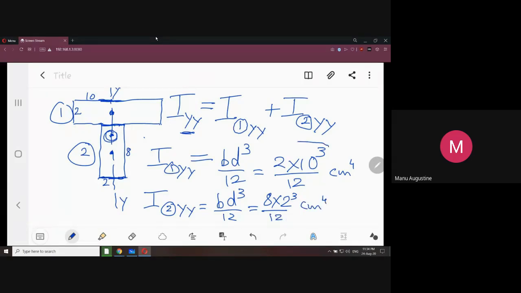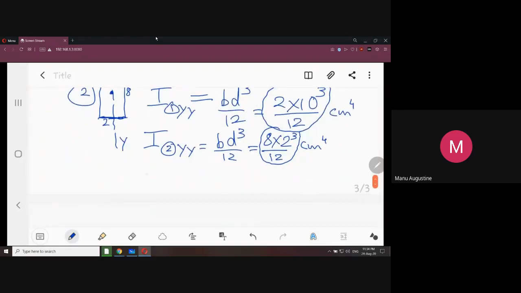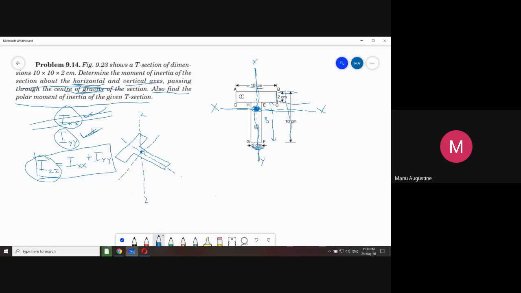Now you have this expression for I1yy, and you have this expression for I2yy. You have to add them up together to get Iyy, and eventually the answer Iyy for this problem will be equal to 172 centimeter raised to power 4. This is your second answer. So you have already achieved two answers. Iyy is also known, Ixx is also known.